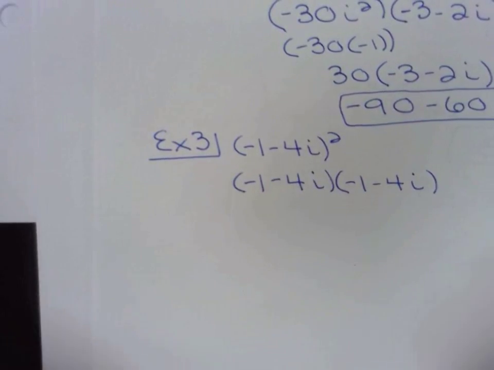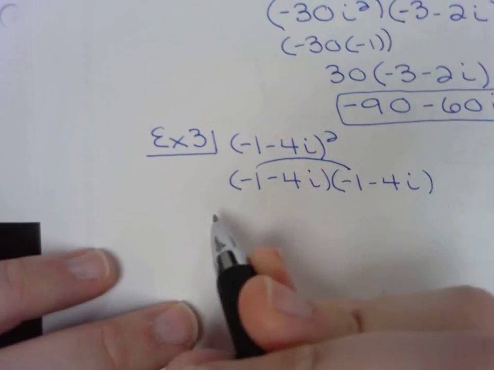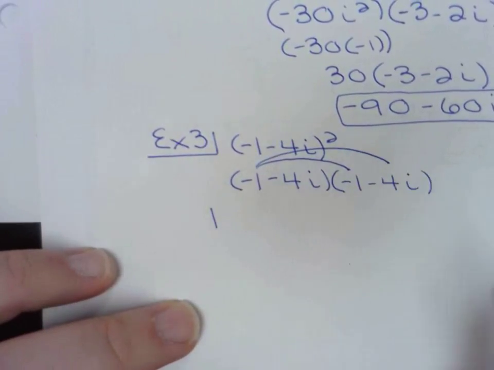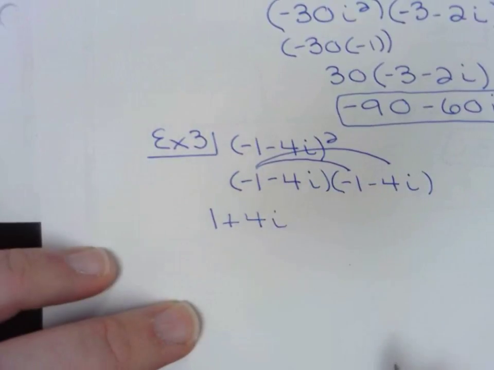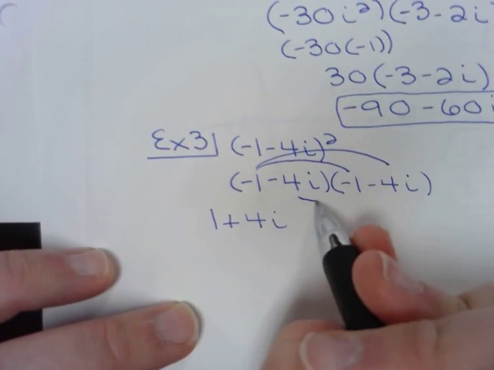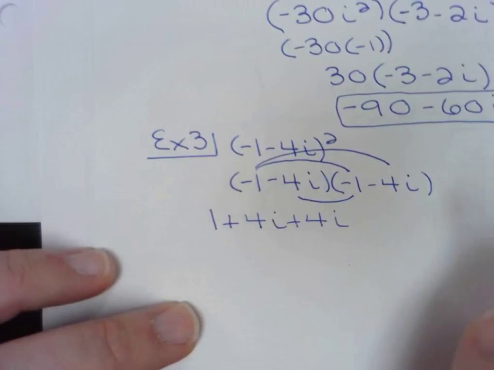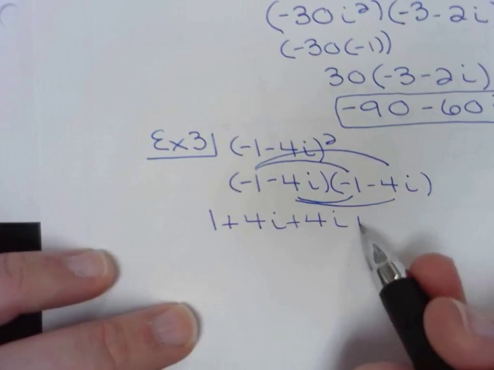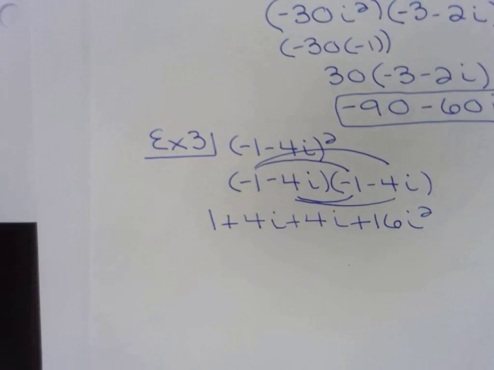Now you notice that I can FOIL, or fancy distributing. So take your first two terms, negative 1 times negative 1, 1. Negative 1 times negative 4i, positive 4i. My middle 2, negative 4i times negative 1, plus 4i. And then my last 2, negative 4i times negative 4i, 16i squared. So you do it like a normal polynomial we've done before.